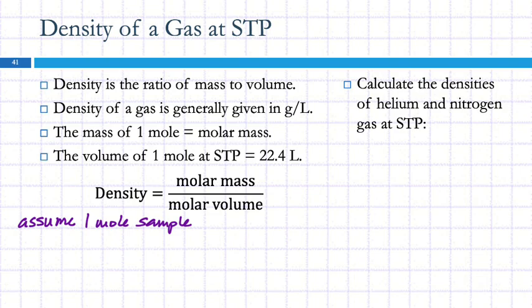So here we're going to calculate the densities of helium and nitrogen gas. So the density for helium will be the mass of 1 mole, 4.003 grams, divided by the volume of 1 mole, which is 22.4 liters.